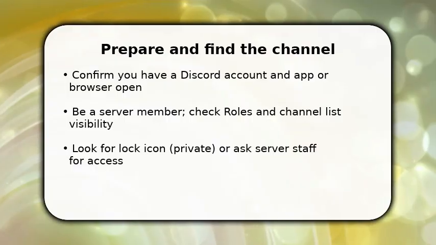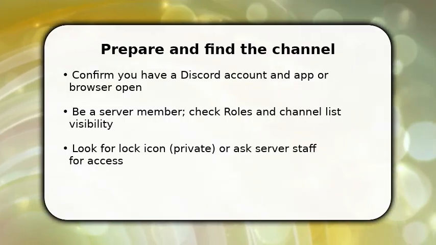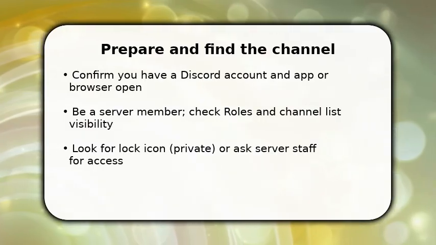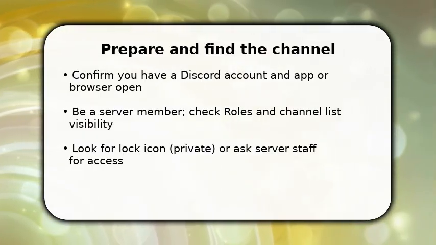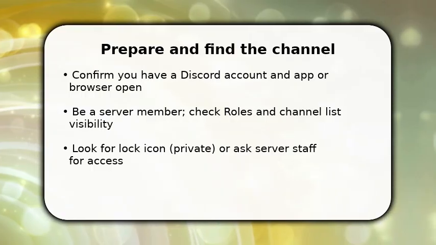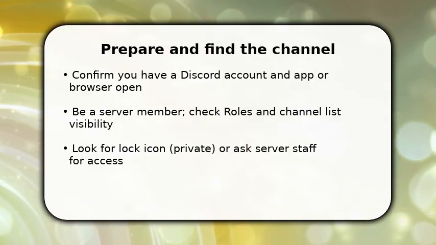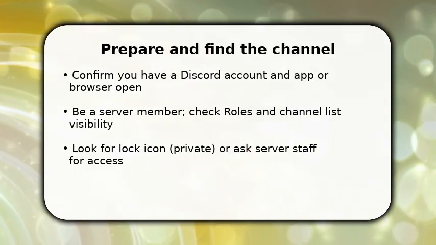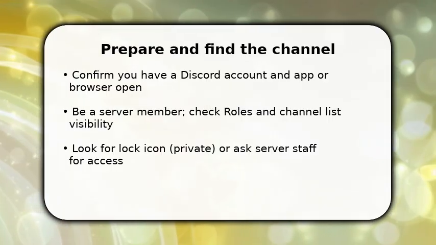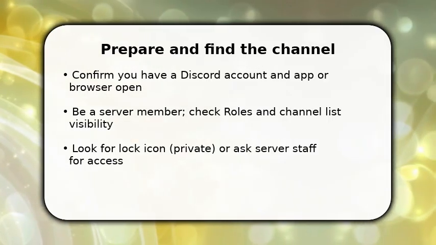You start by verifying access. Make sure you're logged into Discord and have the correct server visible. Once done, scan the voice channel list for a lock icon indicating private access. That tells you permissions are restricted. If you don't see the channel, check your role badge under server settings or the member list, roles control visibility.